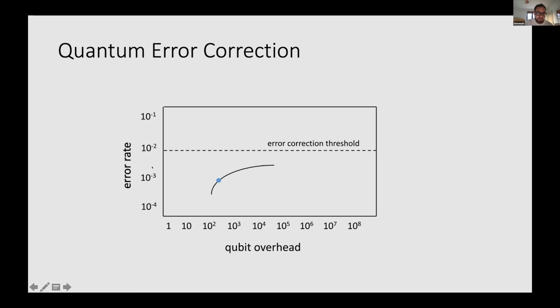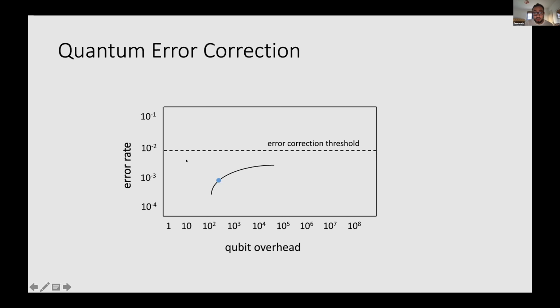take this point here, which is 10 to the minus 3. Every 1,000 gates there is one which is faulty, and of course you will not be able to run the applications that I mentioned before, because for these applications you have to apply billions of gates.